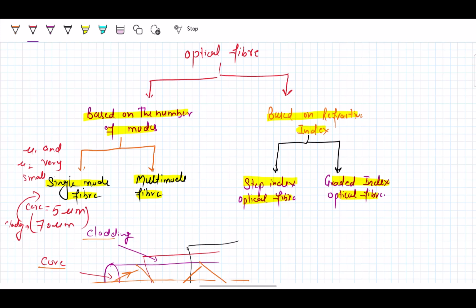Also there is no dispersion, that is no degradation of signal during the travel through the fiber, and this type of optical fiber is used to transmit the signal over longer range due to approximately no dispersion, due to which there is no degradation in the signal we are having, right? Okay, so this is about single mode optical fiber.